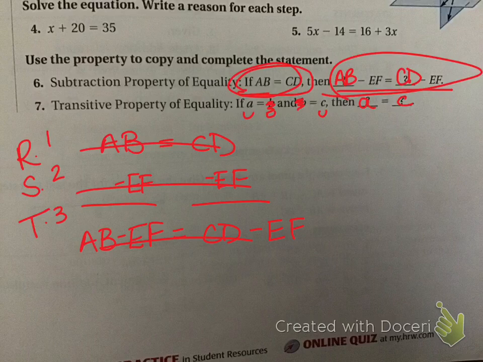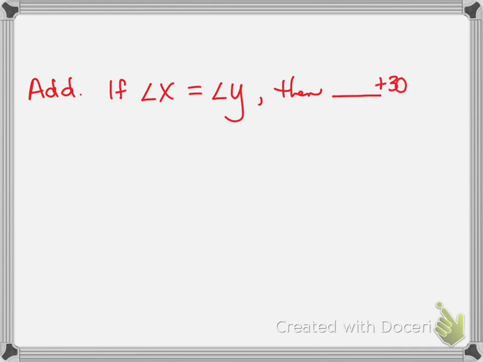So if I wanted to practice one more with you, I think sometimes the addition, subtraction, multiplication, and division are a little harder. So let's do that. Let's do angle X equals angle Y. Then, if angle X equals Y, then blank plus 30 degrees equals blank plus 30 degrees.